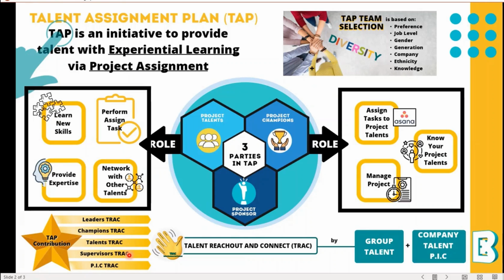We'll also be interacting and connecting to your supervisor via the supervisor track to understand your function and to understand your potential better. For the talent PIC within your local company, we'll be engaging yourself to align on what programs we will embark for all our talents within our organization.